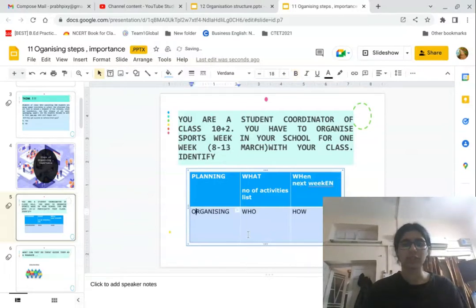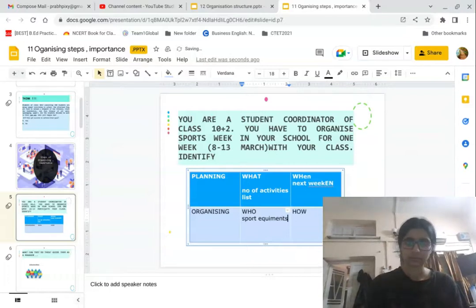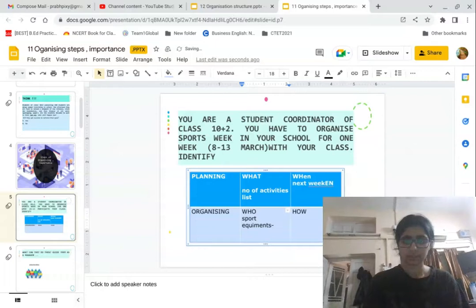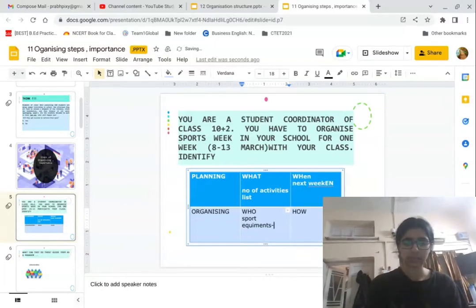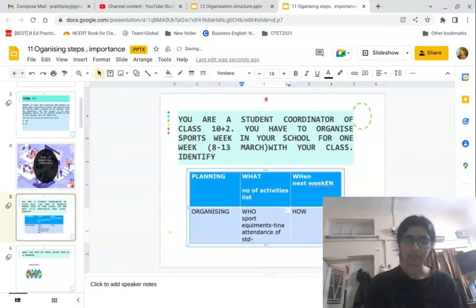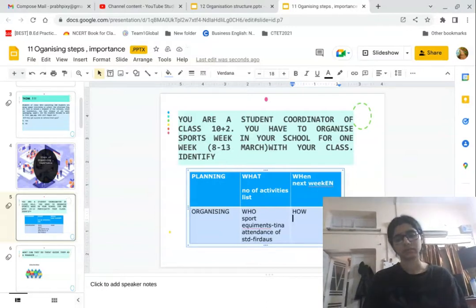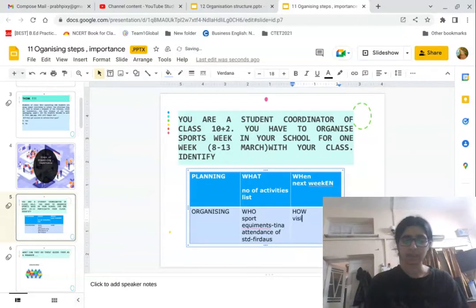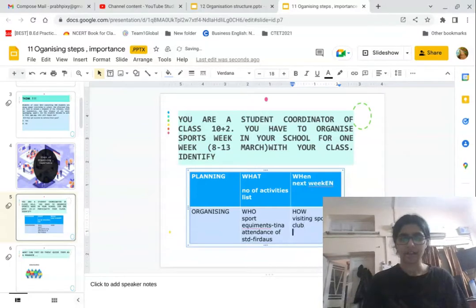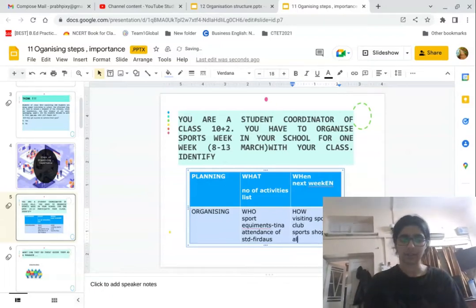And then who is going to do it? For example, you want some sports equipment. Give any name of a student. Tina will be bringing all the sports equipment. Then you need attendance of the students. Who will be collecting that? That will be collected by Firdos. And how are you going to do these things? You will be visiting the sports club and the sports shop, and also different classes for attendance.